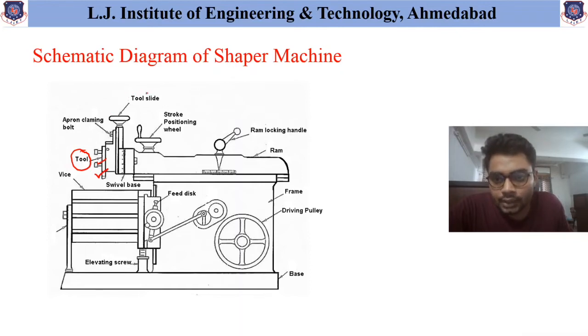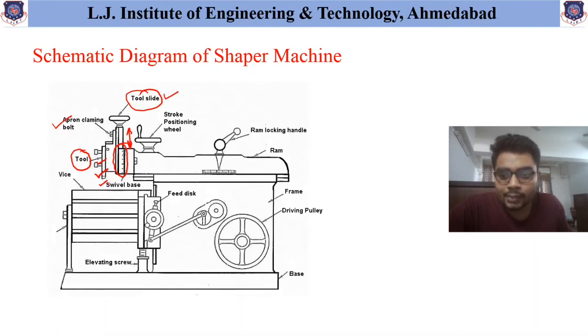Now the other part shown over here is called the tool slide, meaning the tool feed movement may be in the upward or downward direction. This movement can be obtained with the help of this tool slide. Another part is the apron clamping bolt, which is used for clamping purposes. Similarly, as you can see over here, the swivel base is indicated. To obtain any angular cut during the machining operation, this swivel base is used.